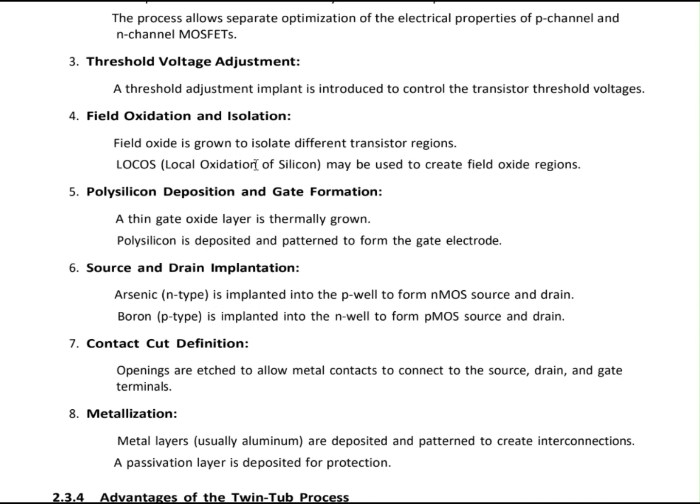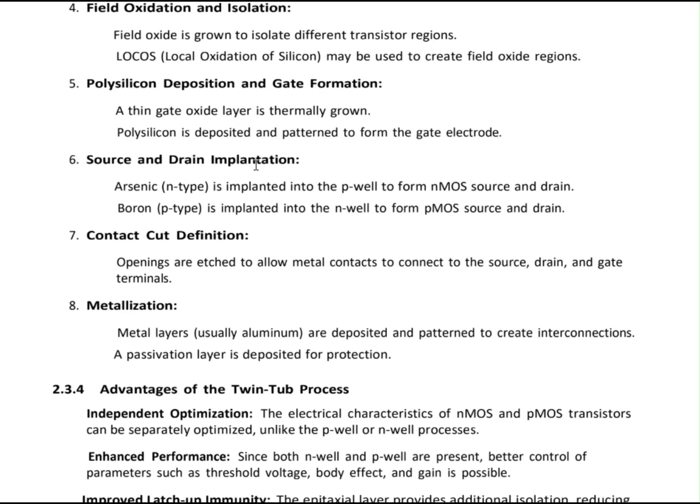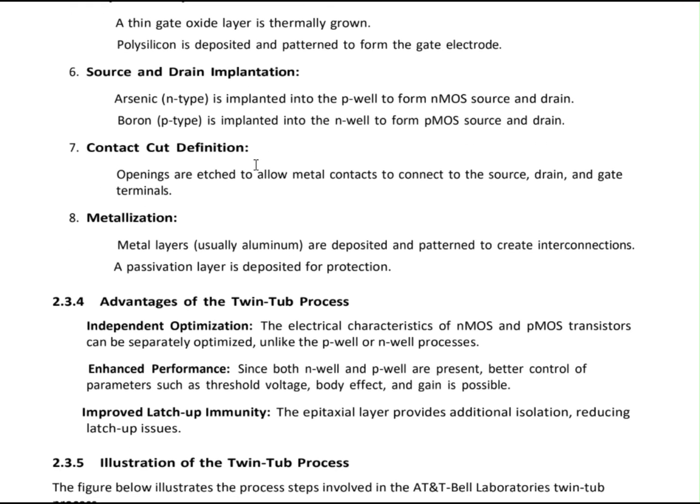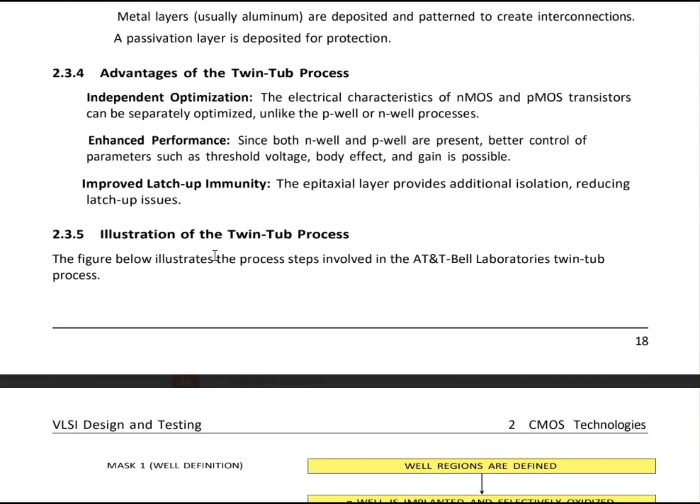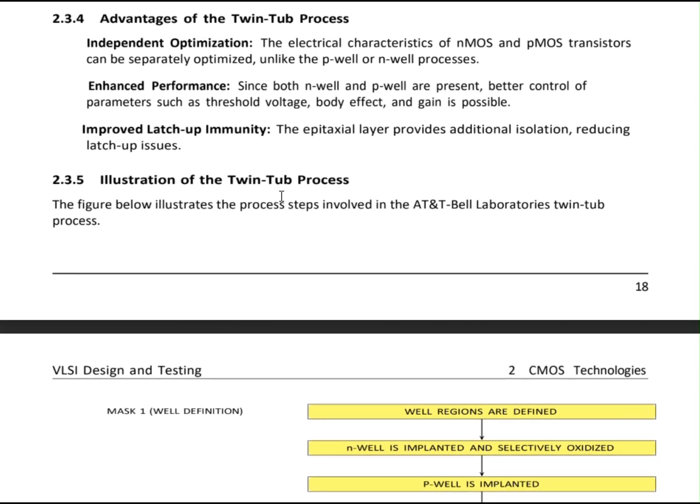Source and drain implantation: arsenic is implanted into the P-well to form the NMOS source and drain, whereas boron, that is P-type, is implanted into the N-well to form the PMOS source and drain. Next is contact cut definition, in which openings are etched to allow metal contacts to connect to the source, drain and gate terminals. In metallization, metal layers are deposited and patterned to create interconnection. Next are the advantages of the twin tub process: independent optimization, enhanced performance and improved latch-up immunity.